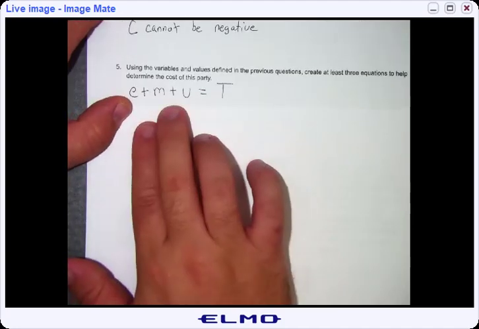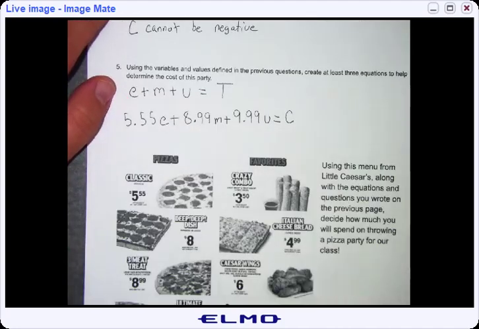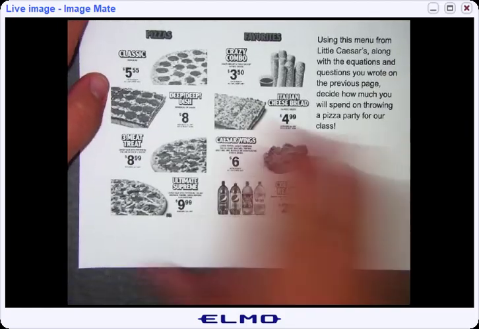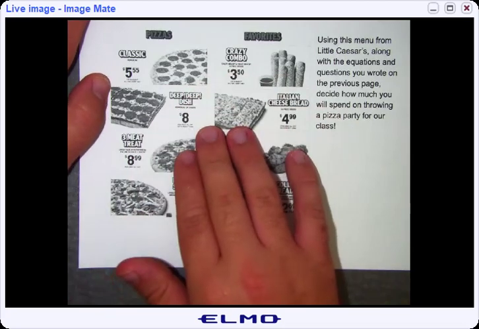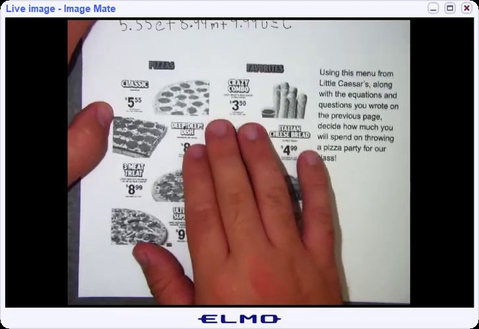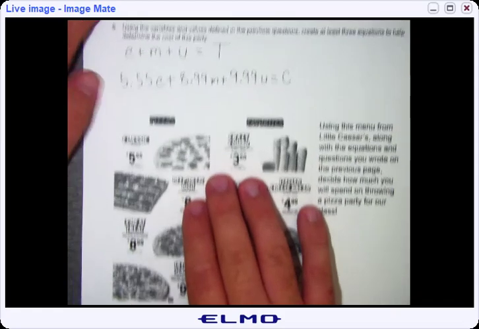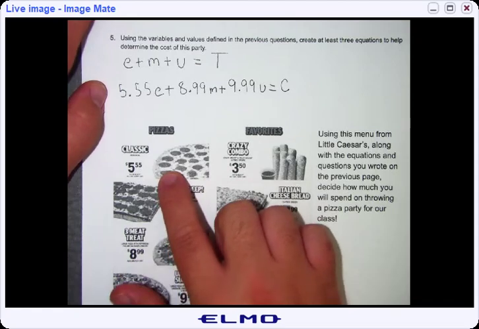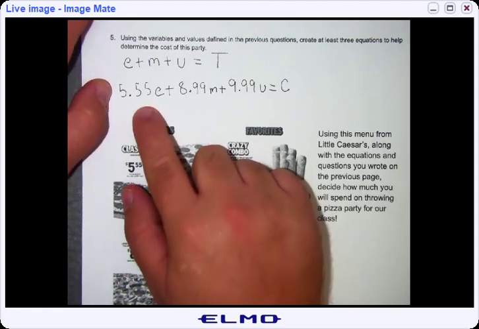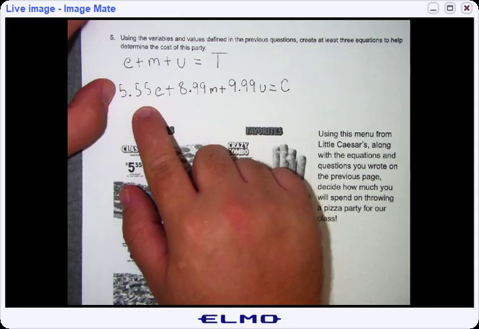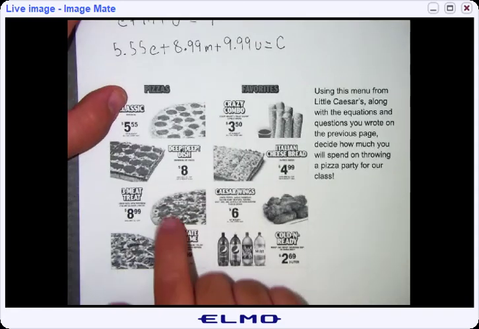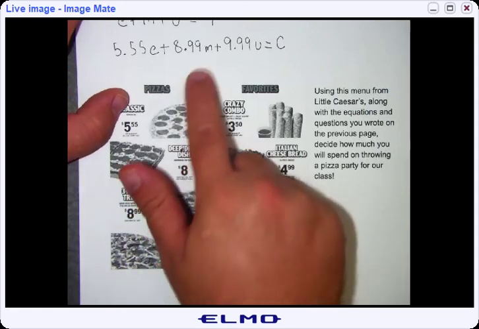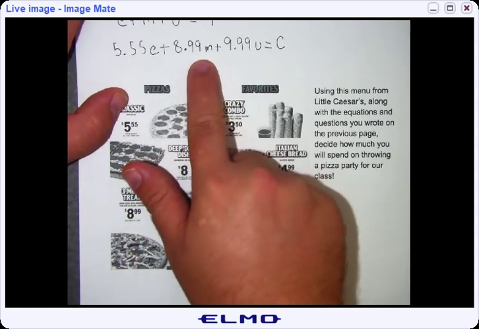What I'm going to do is build off this using this chart below. This chart gives us a few different prices of all the different kinds of pizzas from Little Caesars. And we're going to go back up to the top, and we're going to build a total cost equation. So we see here that each pepperoni pizza is going to be $5.55. So I attached that price to the number of pepperoni pizzas that we're buying. I see right here that the 3-meat treat is $8.99. So I attached that price to the number of meat pizzas we're going to buy.